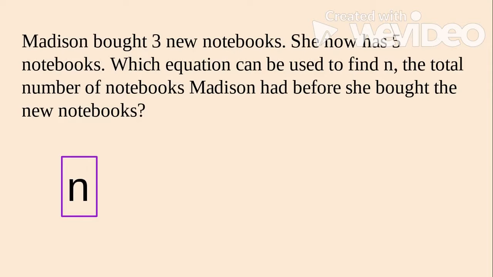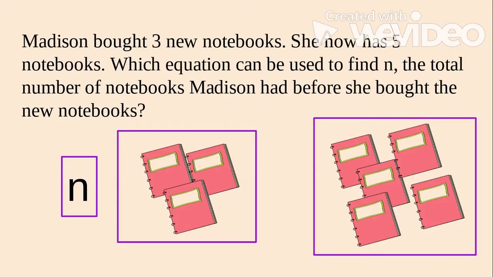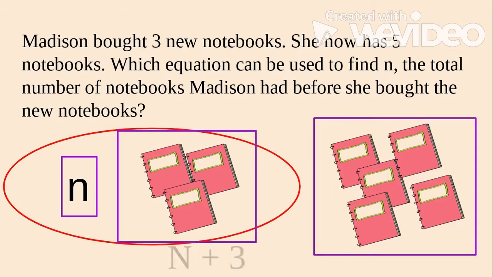I know I have N notebooks. Then she bought 3 more. Now she has 5. So when I'm writing my equation, I have an equal sign. I have to think about both sides of that equation. I know I have N plus 3 more, and that would equal 5. N plus 3 equals 5.